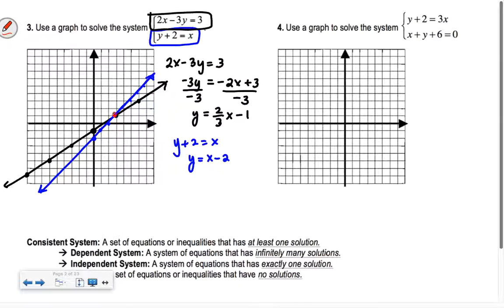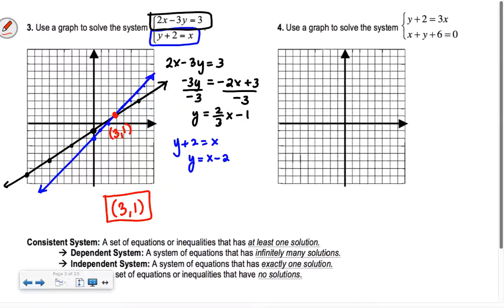So our solution was right there at that corner. So what is that point? What's the x, what's the y, Greta? 3, 1. Yep, it's 3, 1. That is our solution. So make sure you write that as your answer, 3, 1. That means x is equal to 3, y is equal to 1. And if you get stuck, you can always check.